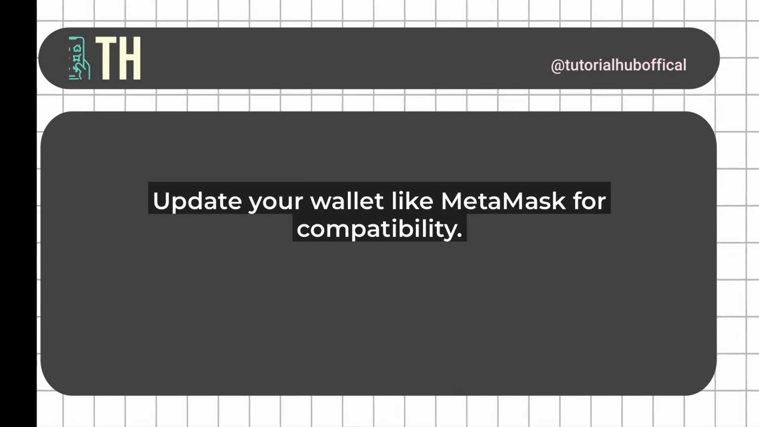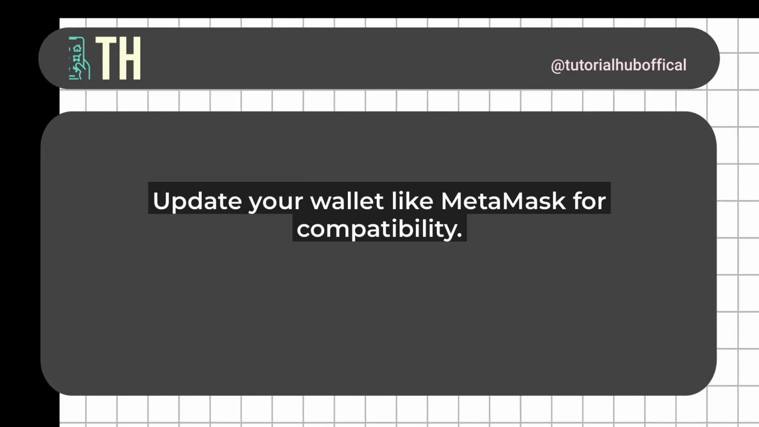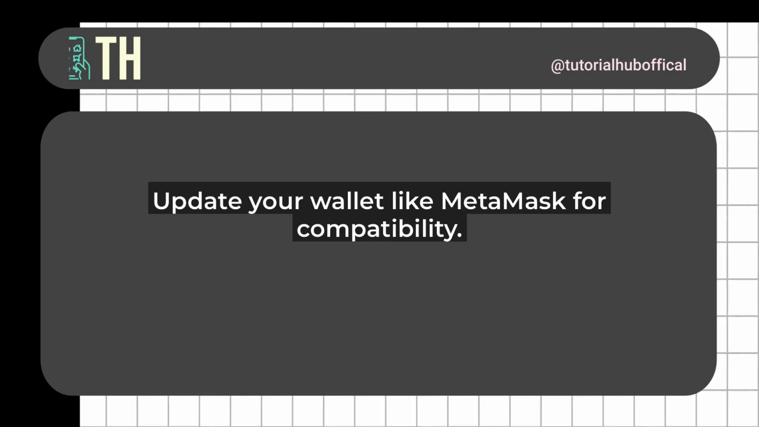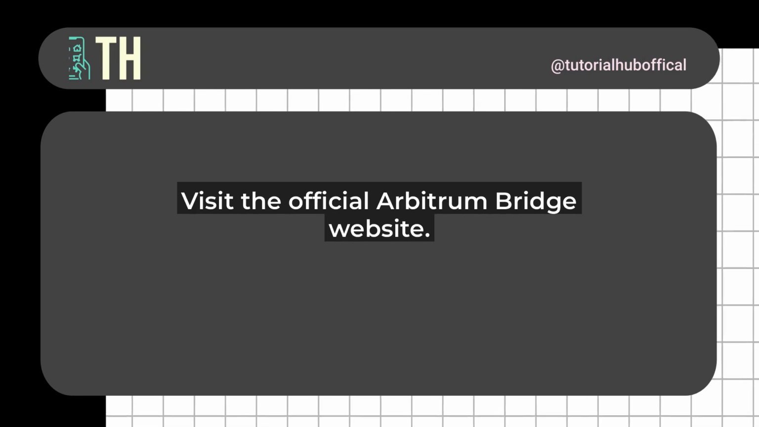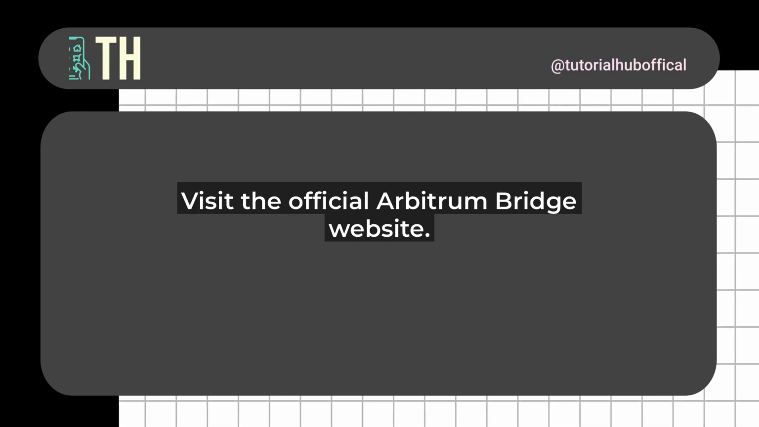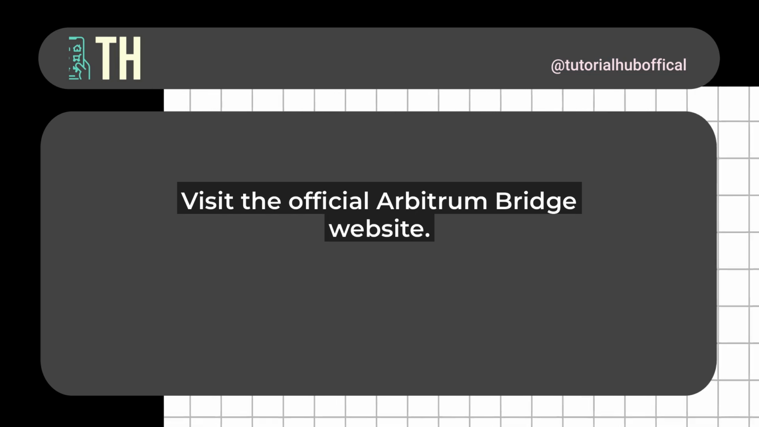Let's jump right in. First things first, make sure you have a compatible wallet set up, like MetaMask or Coinbase Wallet, updated to the latest version to support 2025 network changes. Once that's ready, head over to the official Arbitrum Bridge website. It's your gateway for this transfer.